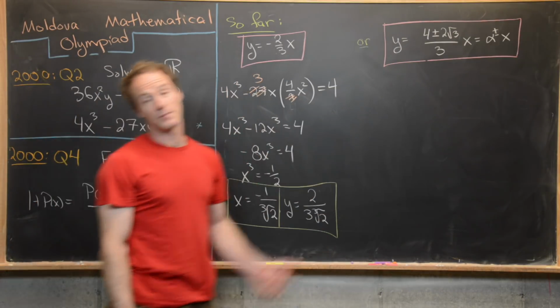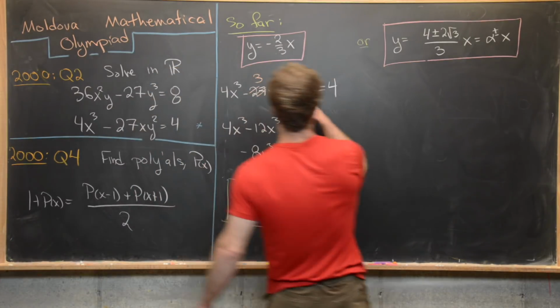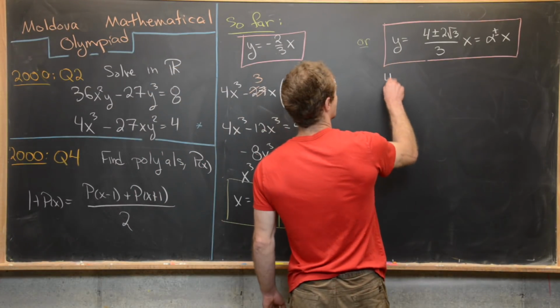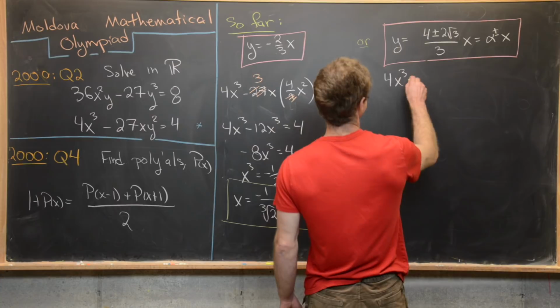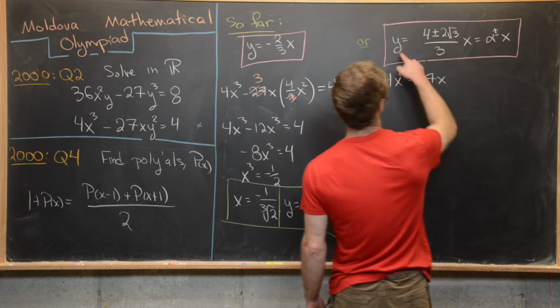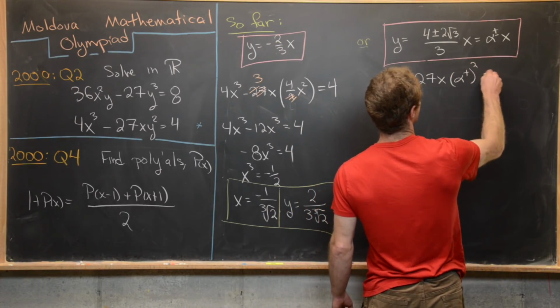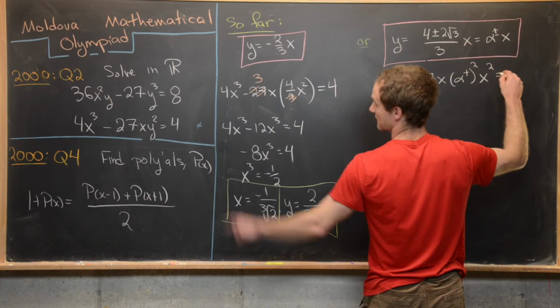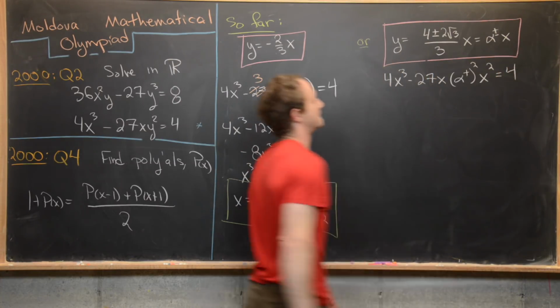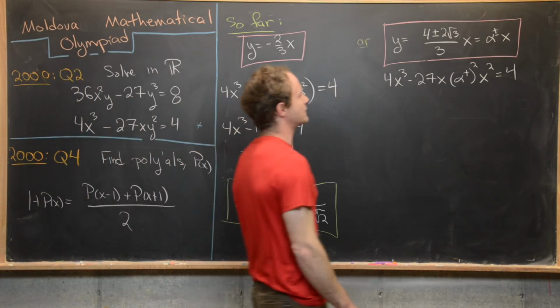I'll do the alpha plus case, but the alpha minus case is going to be exactly the same. So again, we'll plug it in here. We'll have 4x cubed minus 27 times x times y squared, but that's going to be alpha plus quantity squared times x squared, and that needs to be equal to 4. Okay, so we have that. Good. Now let's see what we can do from this.